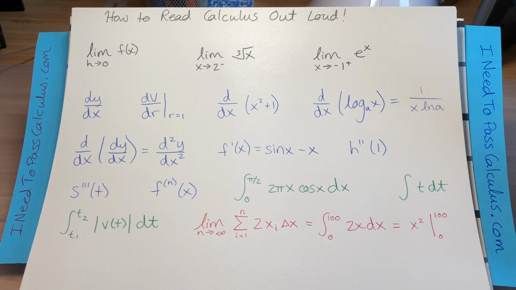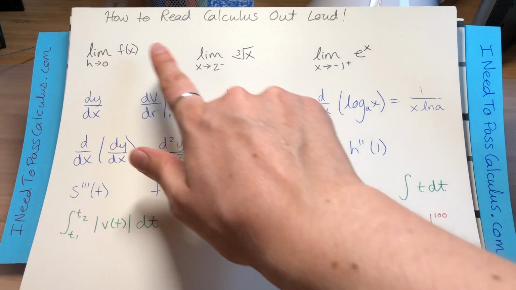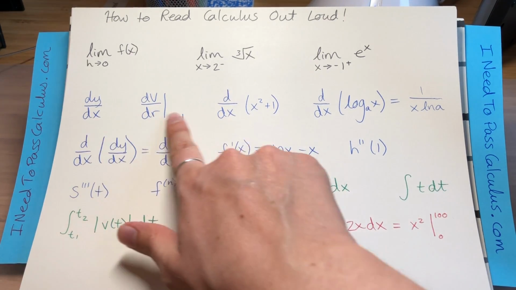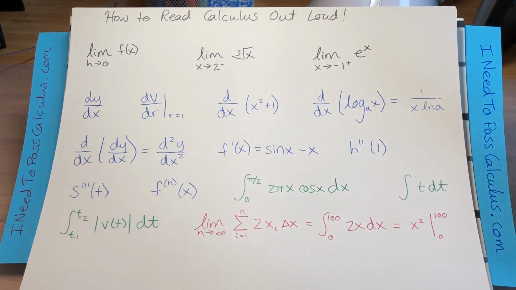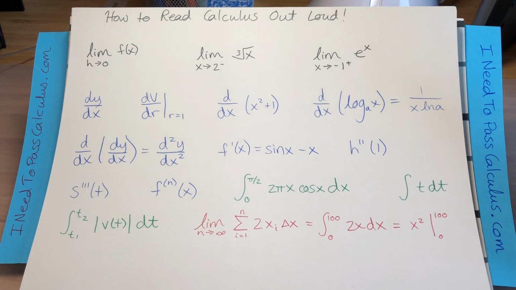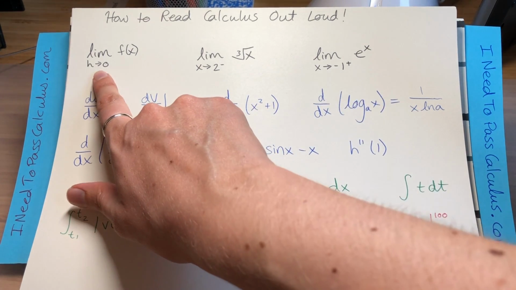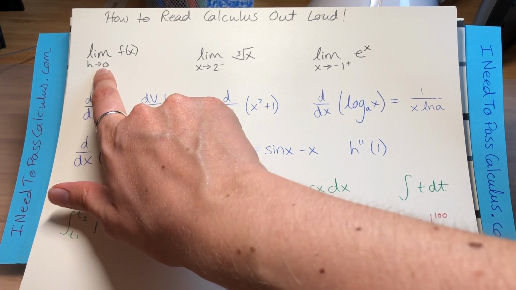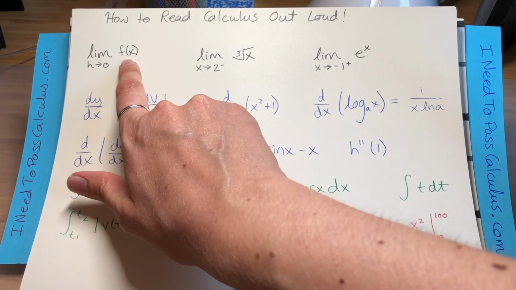Also, if you know how to verbally say one of these terms, then you're more likely to actually understand what this term means, besides just some abstract symbols. So I'm just going to go through each of these common calculus type of terms and read them out loud for you. So this one is the limit as h approaches 0 of f of x.